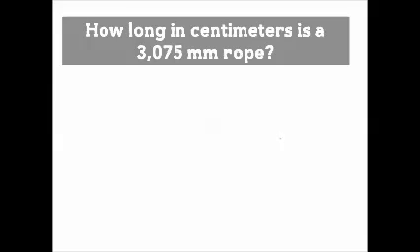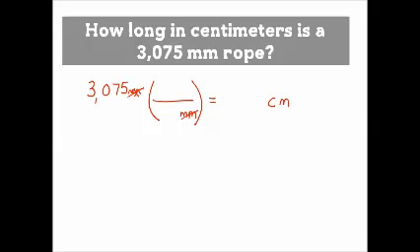So let's try this one. How long in centimeters is a 3,075 millimeter rope? Well, we want to take 3,075 millimeters, and multiply it by something over millimeters, so our millimeters cancel out. And we want to get our answer in centimeters, so we want centimeters here.